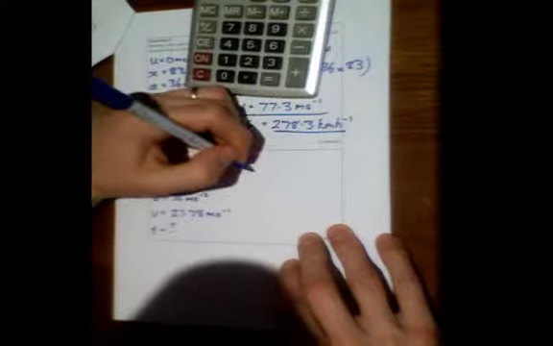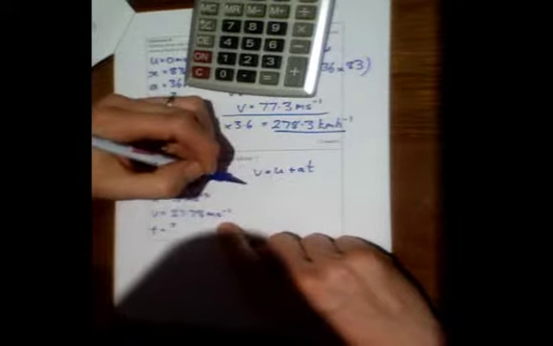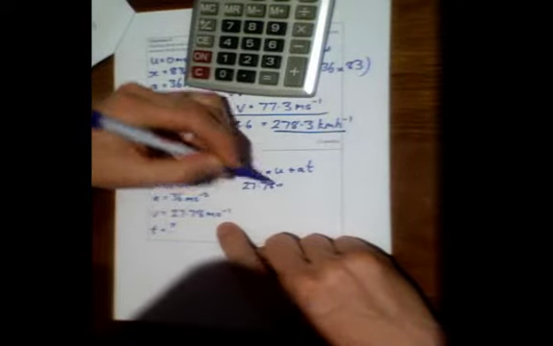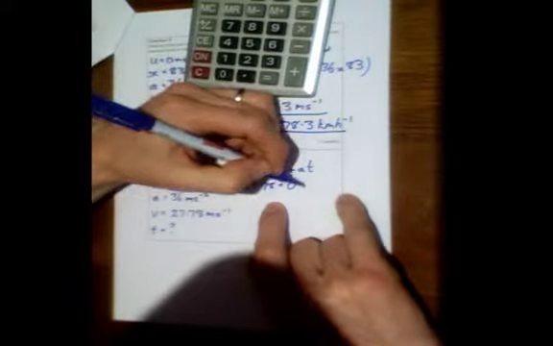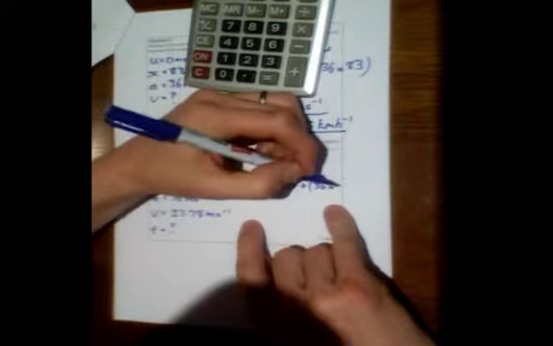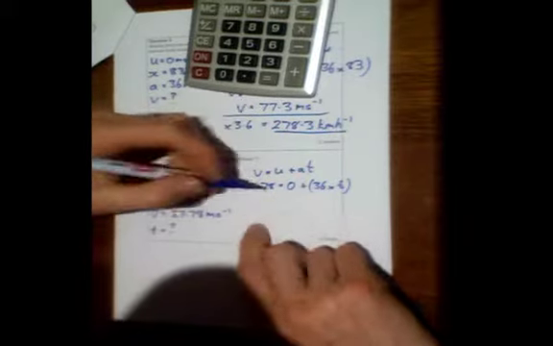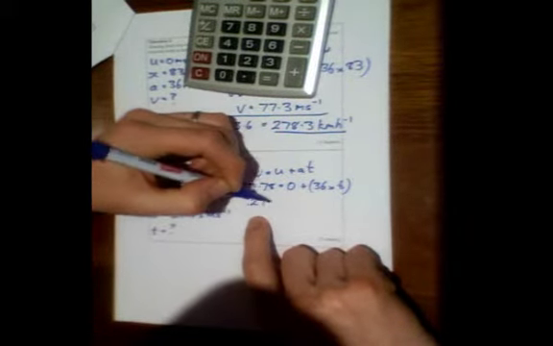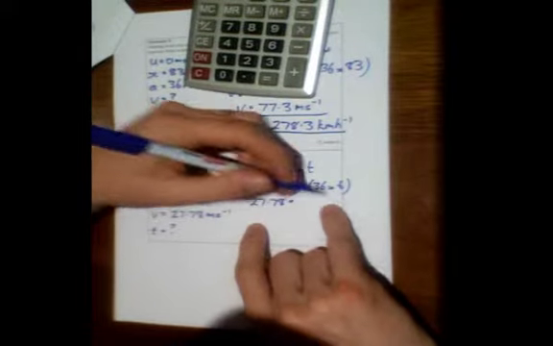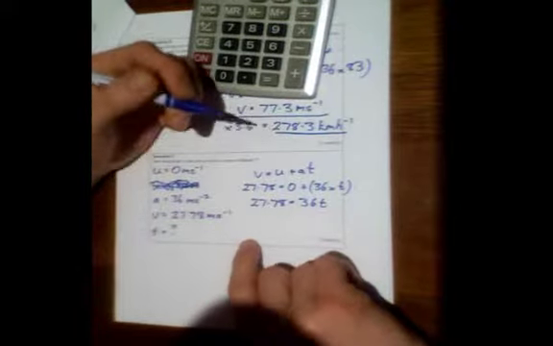U, A, V, T. V equals U plus AT. That's the one we want to use. V equals U plus AT. So V is 27.78. U is 0 plus acceleration is 36 times by time, which is our unknown. So again, formula substitutions. 27.78 equals 0 plus, well that's 0 disappears, so we just end up with 36 times t, 36t.